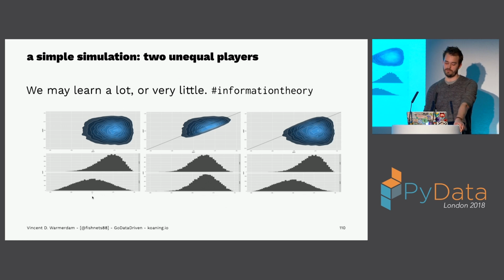Also, if the good player wins from the bad player, there's hardly anything updating. So I get a lot of common sense for free. Still, I would like to know if this works. So then you have to find a data set that proves that this works.